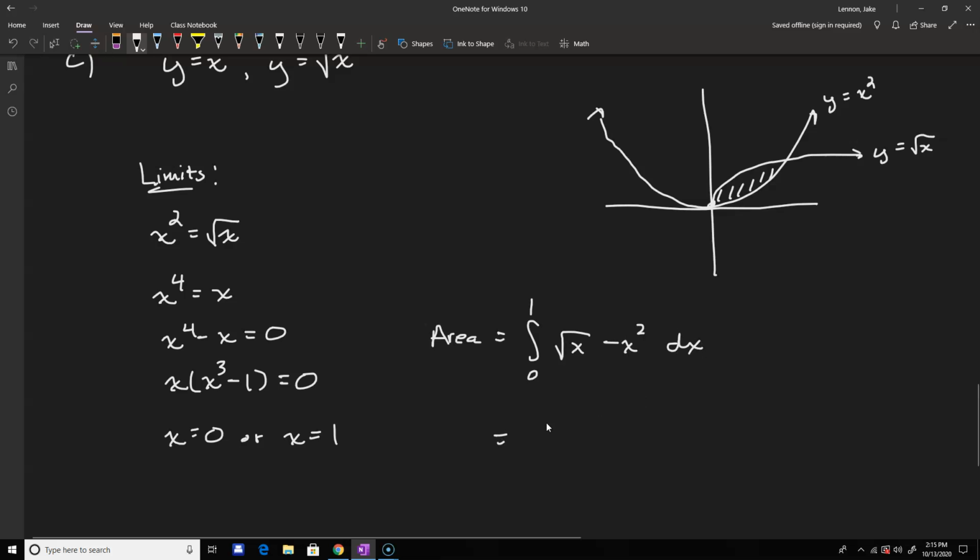And again, we want to think of the square root of x as x to the 1/2 power. So when you add 1 to the power there, you'll get 3 over 2, and then you'll need to multiply by the reciprocal in front. So this comes out to 2/3 x to the 3 over 2 minus x cubed over 3 from 0 to 1. Plugging in 0 again gets rid of both terms, so this is just 2/3 minus 1/3. So our area for this problem is just 1/3.